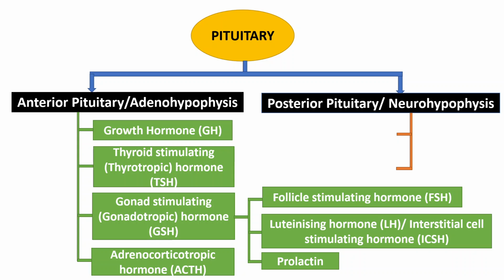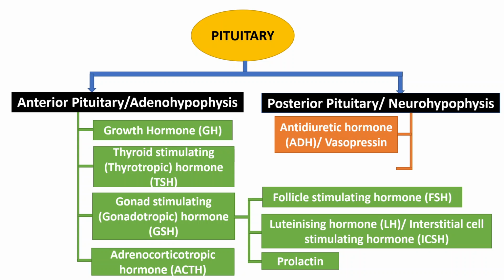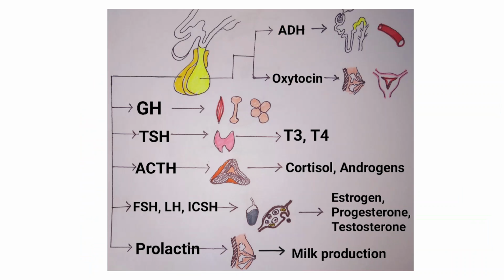Whereas the two hormones produced from the posterior pituitary are Antidiuretic Hormone or ADH, also known as vasopressin, and Oxytocin. Let's see what are the main functions of these hormones.